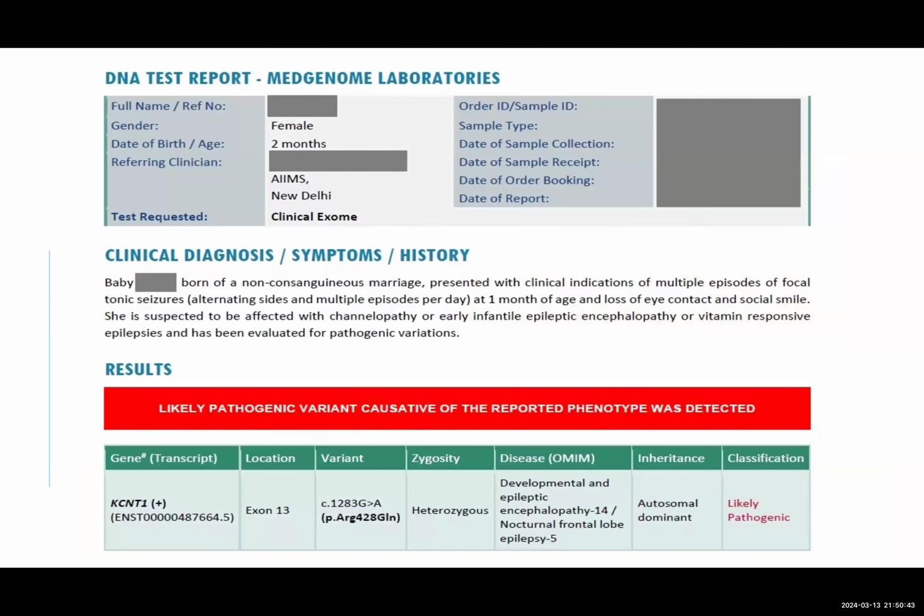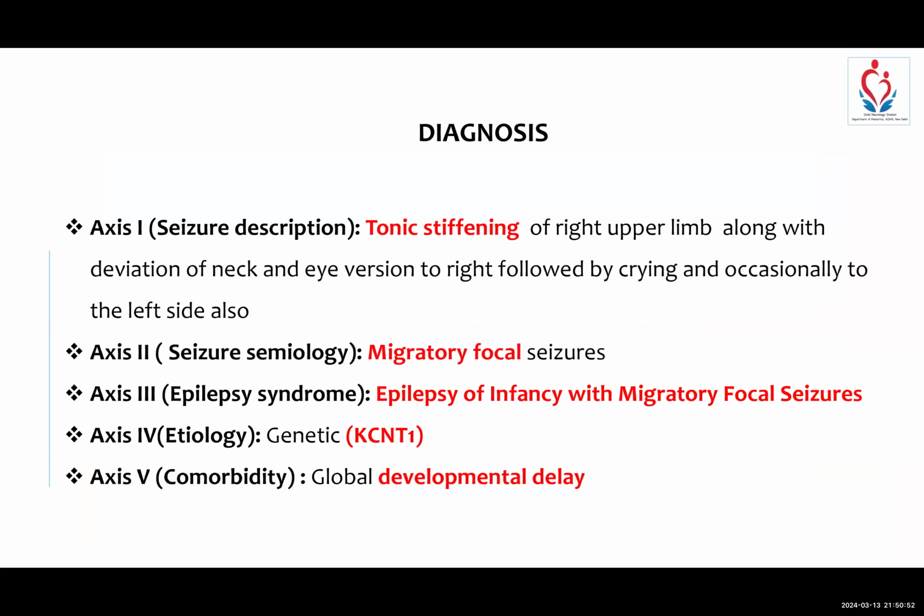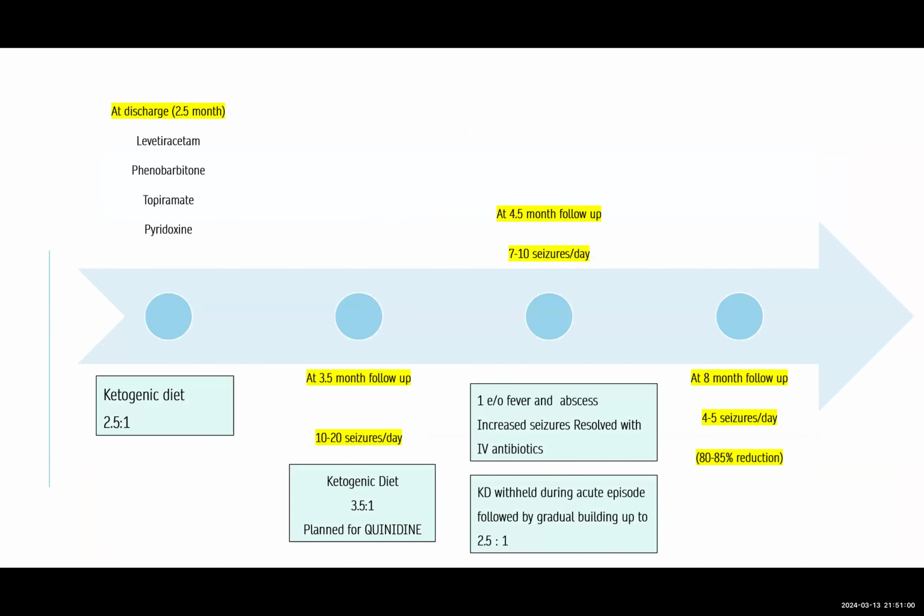In clinical exome, there was a pathogenic variation detected in KCNT1 gene, which was pointing towards the diagnosis of epilepsy of infancy with migratory focal seizures. So we concluded with our diagnosis of EIMFS with KCNT1 gene mutation with global developmental delay. We followed up the baby as the baby was started on ketogenic diet.